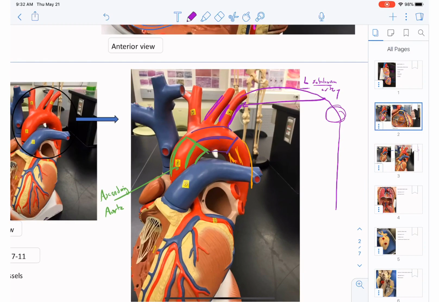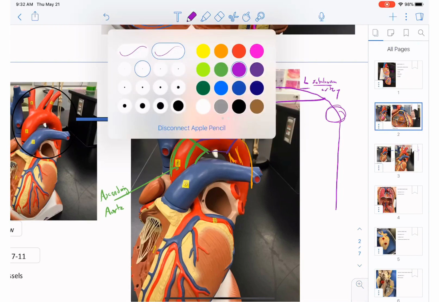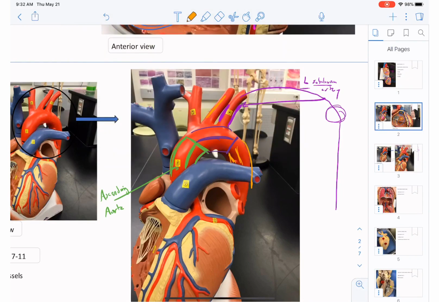Right next to that, let's do that in a different color. This vessel is the left common carotid artery. And that's going to go up through the neck, and it's going to serve the head.